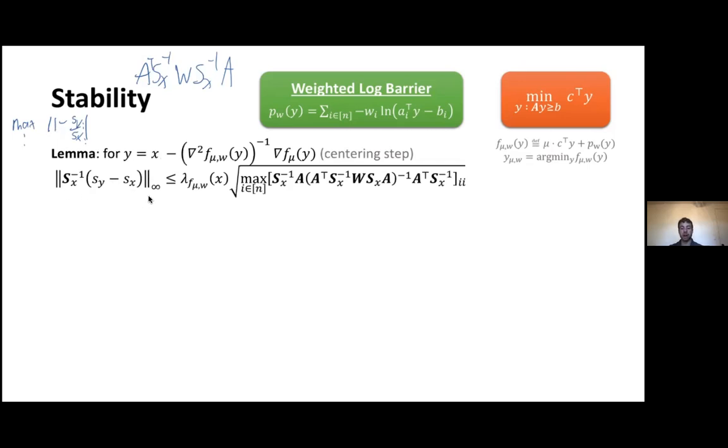And I claim you can upper bound this, how much the slacks change, by the Newton decrement. And this is good. This is usually what we're controlling in our path following methods. So this is something we control to not be too large, times this other term that I will talk about a bit more shortly, which is the max diagonal entry of this matrix. That looks close to a projection matrix, but it's not exactly a projection matrix.